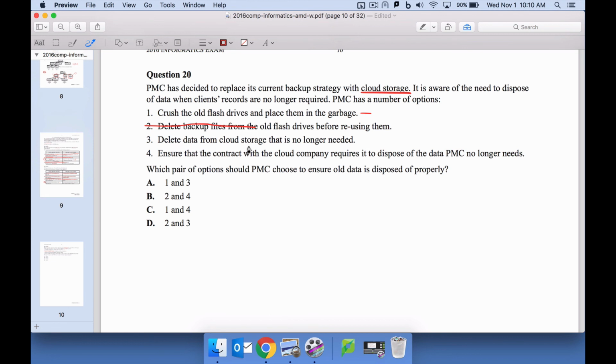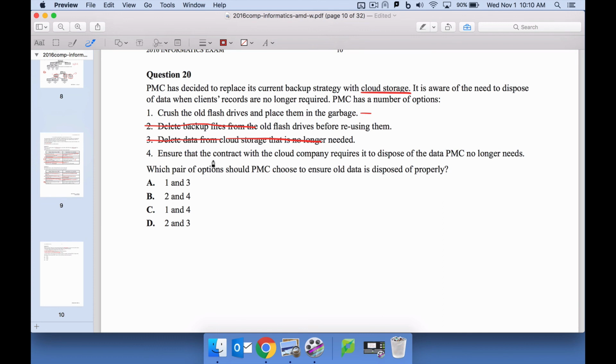Number 3, delete data from the cloud storage that is no longer needed. If we're assuming that nothing else is happening, then probably not this one either. This one's probably not safe, because similarly, that data that is deleted on the cloud storage will probably be restorable via some sort of recycle bin, or even physically on the drives in the data center. So if the data center who is storing your cloud storage stuff changes hard drives, or if their servers are stolen or something like that, then they could potentially retrieve or restore your deleted data. So it's probably not this one.